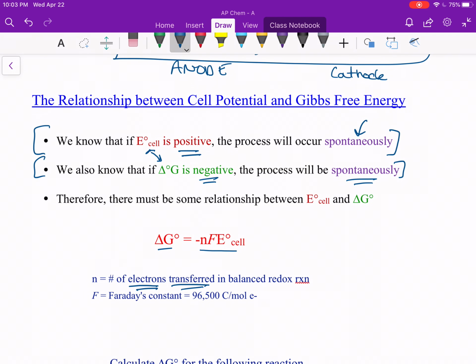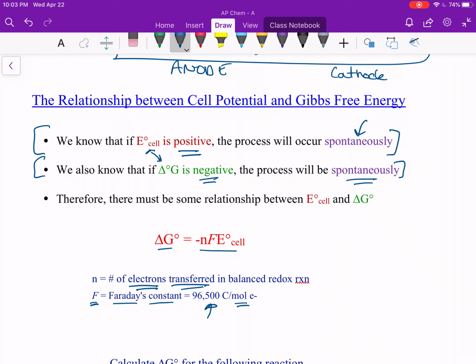And then F right there is something known as Faraday's constant. Basically, it is just the charge on 1 mole of electrons. So if I have 1 mole of electrons, the charge of that in coulombs is 96,500. So that's all Faraday's constant is. It is the charge of 1 mole of electrons.